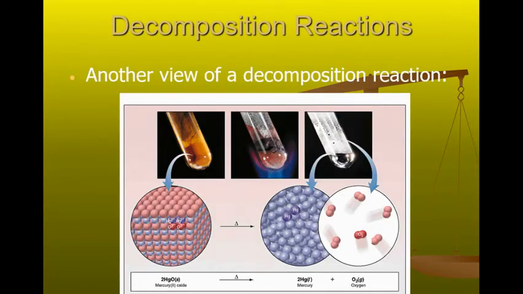Here is a molecular view of a decomposition reaction. This is the decomposition of the ionic compound mercury(II) oxide. You add heat and it will decompose into elemental mercury, which is actually a liquid, and oxygen gas.